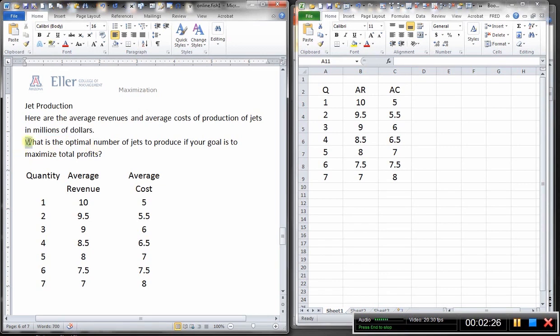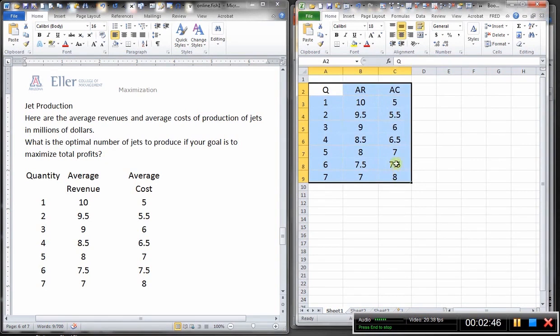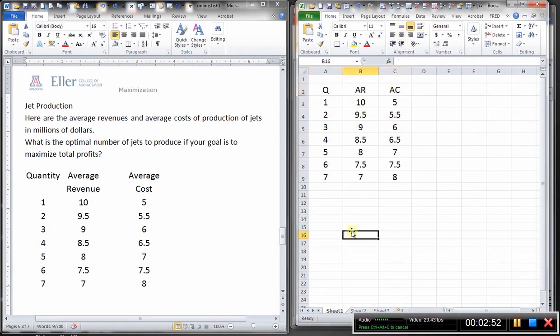So the question we want to ask is, if we're shooting to maximize total profits, what is the optimal number of jets to produce in that situation? Our goal is to maximize total profits. What's the optimal number of jets to produce? Take a moment, and you should try to solve it. I actually put it over here in a spreadsheet type situation as well. Same exact numbers. This is average revenue. This is quantity. This is average cost. So think your way through what you would do to figure out what the optimal point is to maximize total profits.